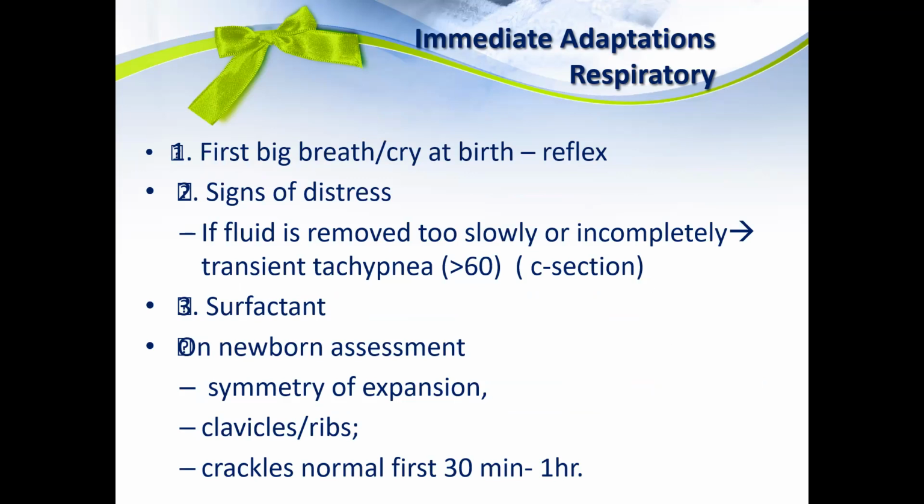Then we might see signs of distress if the fluid is removed too slowly or incompletely, and something called transient tachypnea, where the respirations are greater than 60. This happens a lot with C-section patients, again, because the babies don't get that squeeze. The surfactant, we already said that should be increasing. And then when you're looking at the baby, you're looking for signs and symptoms of respiratory distress.